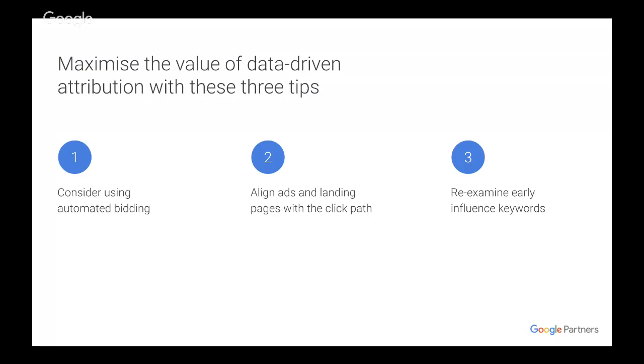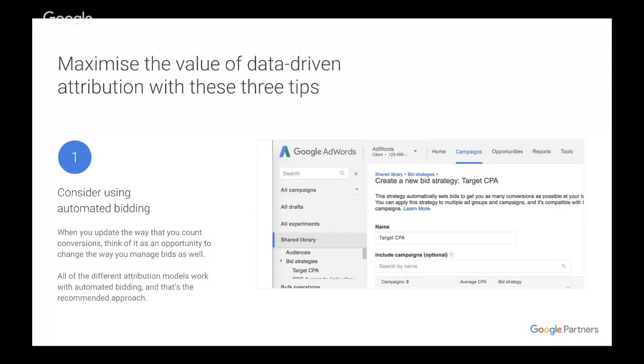And we want to share with you how to maximize the value of data-driven attribution with these 3 tips. It's about considering using automated bidding, aligning ads and landing pages with the click path, and re-examining early influence keywords. Remember, this is all about giving credit where credit is due. Therefore, we want to make sure that if there's something in the upper funnel helping you, that we get to that. Let's go to the first one, considering automated bidding.